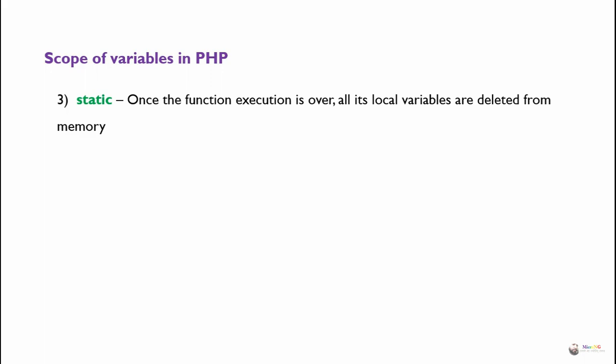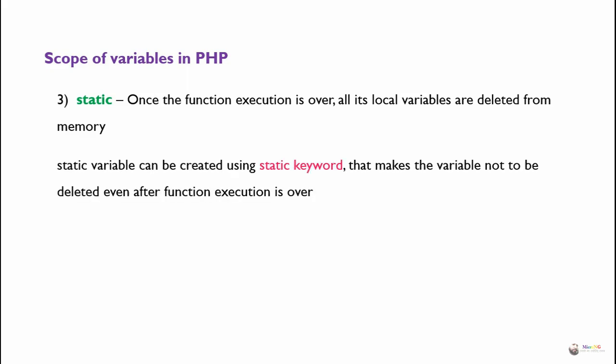Now the third scope of variables in PHP, which is static. Once a function execution is over, all its local variables are deleted from memory in PHP. Static variables can be created using the static keyword, which makes the variable not be deleted even after function execution is over. So if you write any static variable inside a function in PHP, it will not get deleted even after the function execution is over.